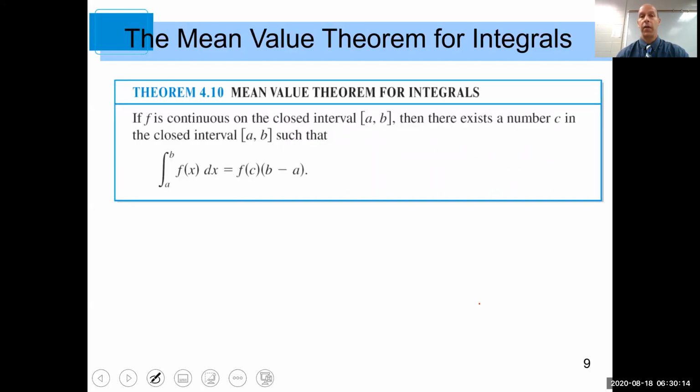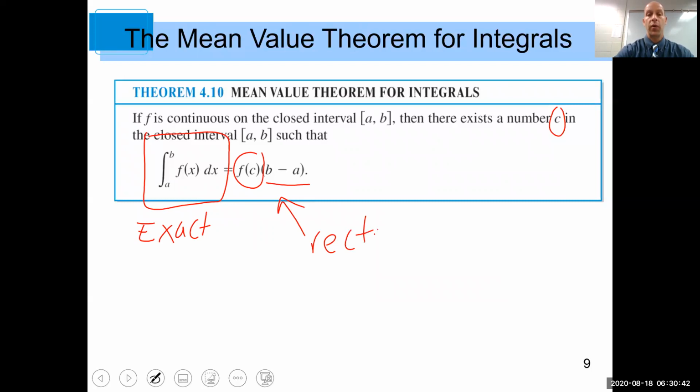Here is the mean value theorem for integrals. It says if f is a continuous function on the closed interval from a to b, then there exists a number c, which is similar to our regular mean value theorem, such that the value of the definite integral, in other words, the exact area, is equal to f of c times b minus a. This is a width and this is a height, so this is a rectangle. In other words, there's some rectangle that we could form that's less than the circumscribed one and more than the inscribed one that will give us the exact value of the definite integral. In other words, the exact area.